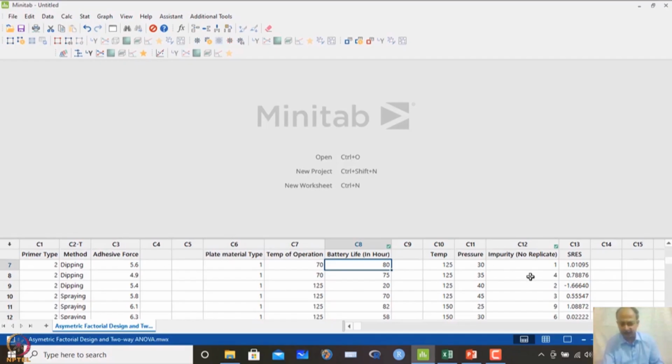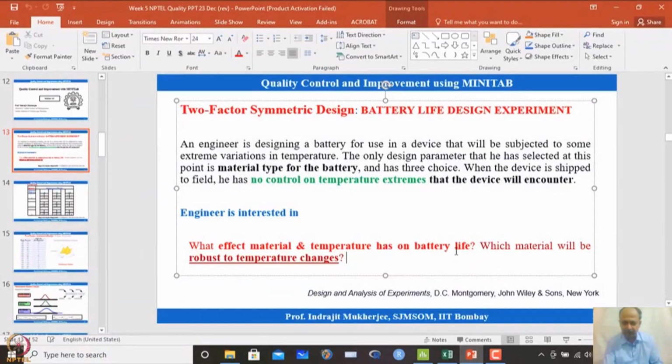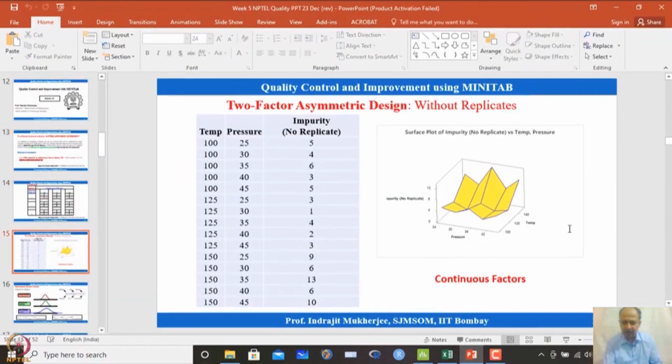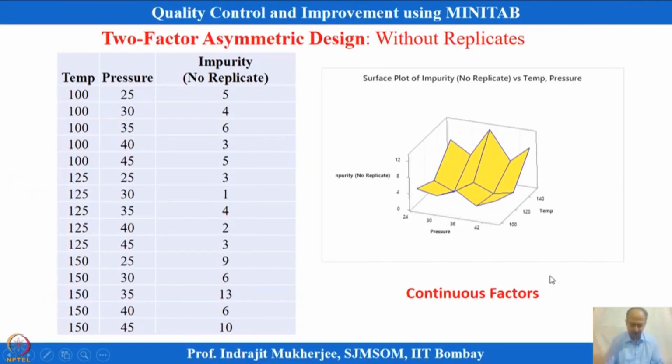Then we have another example over here at the end, where temperature and pressure are given. This is a two factor experimentation, where impurity is our concern. We want to minimize the impurities over here, and we have different combinations of temperature and pressure that were run.